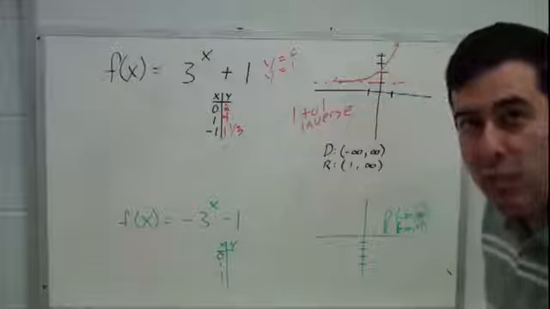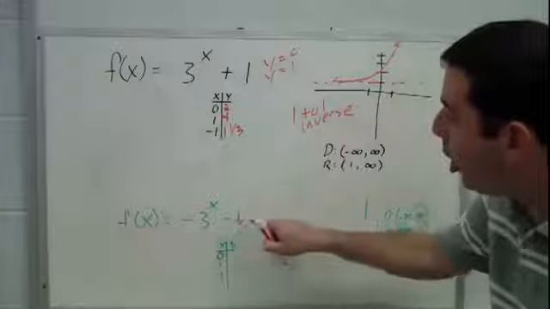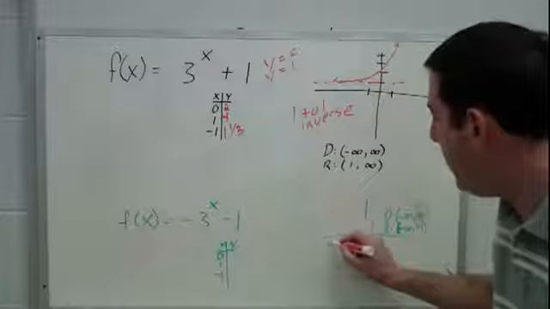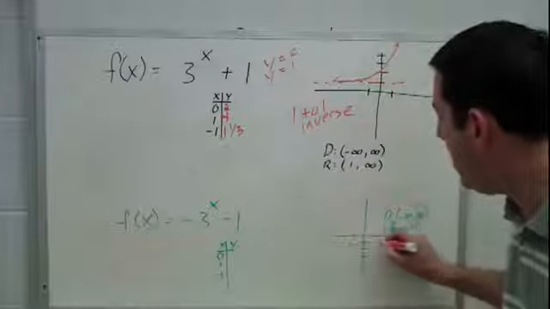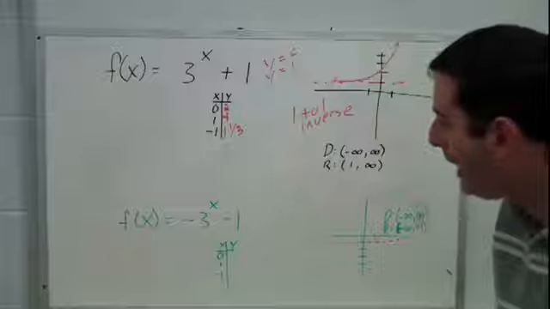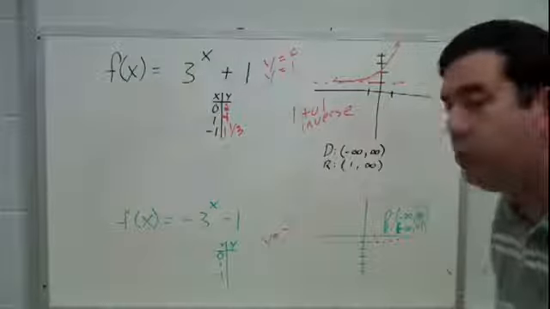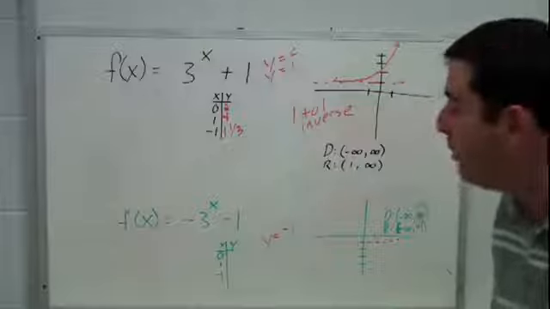Now for our last one, let's notice that the horizontal asymptote is at negative 1. So here goes our horizontal asymptote at y equals negative 1. Horizontal asymptotes are always y equals a number.